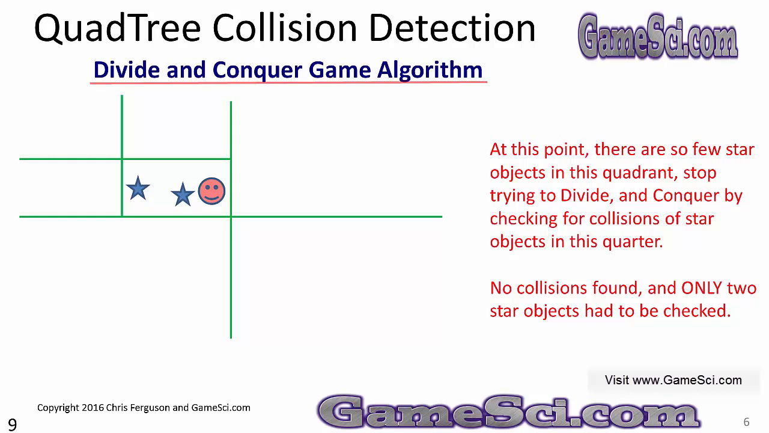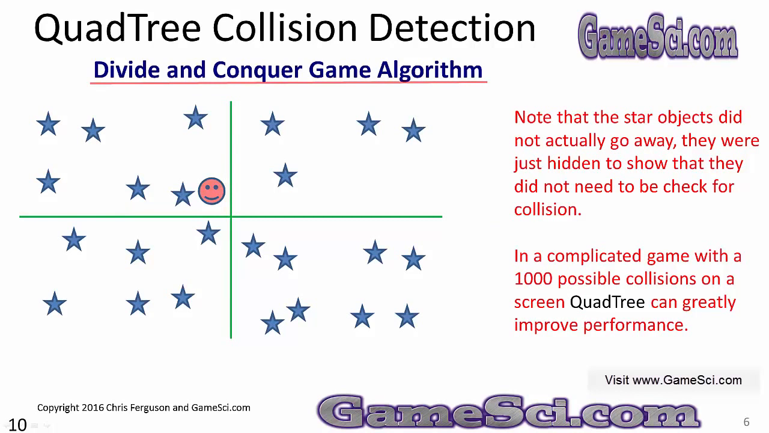At this point, there are so few star objects in this quadrant. Stop trying to divide and conquer by checking for collisions of star objects in the quarter. And in this particular case, no collisions were found. The only 2 star objects in the same quadrant had to be checked, but they did not collide. So rather than check all of these star objects, I only had to check the 2 that were closest to Mr. Happy Face.